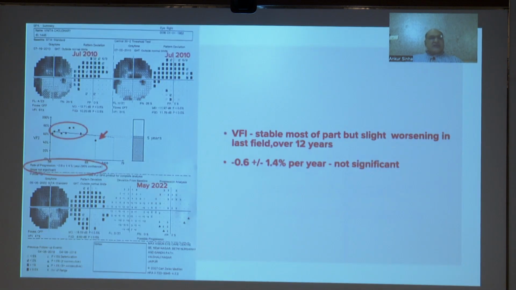Now, this is a VFI of a patient. So what we can see here is the VFI is more or less stable. In fact, there's some amount of learning effect, so we can sigh relief that the patient at least is non-worsening. But something happens here between 2018 and 2022. So the patient did worsen, but the slope is not very significant here.